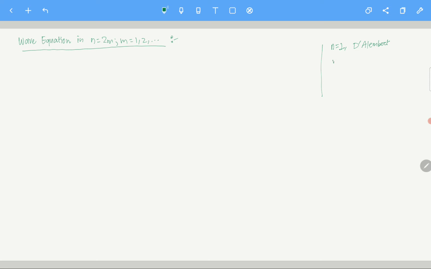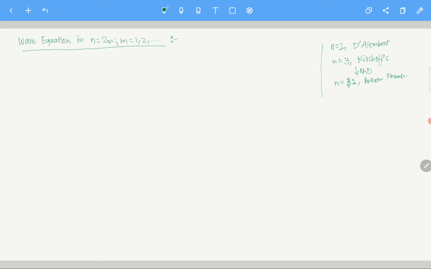Now n equals 2, we are not going from n equals 1 directly. We did n equals 3, and for that we provided something called Kirchhoff's formula, and then from there we used the method of descent. Basically we thought of the function as independent of one variable, and we deduced the solution for n equals 2, which is the Poisson formula.